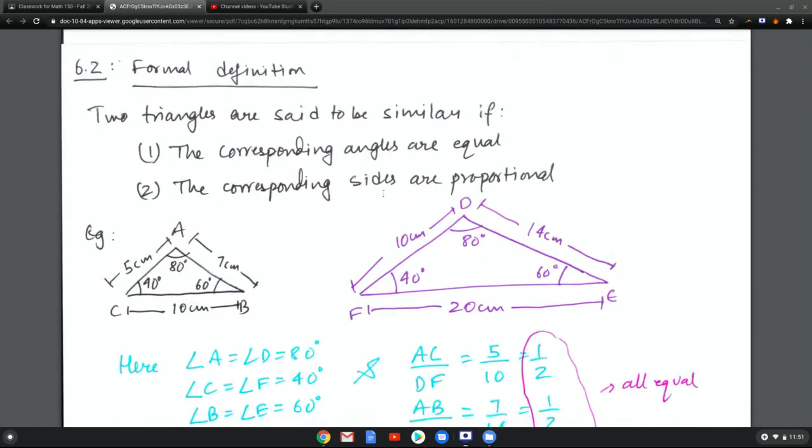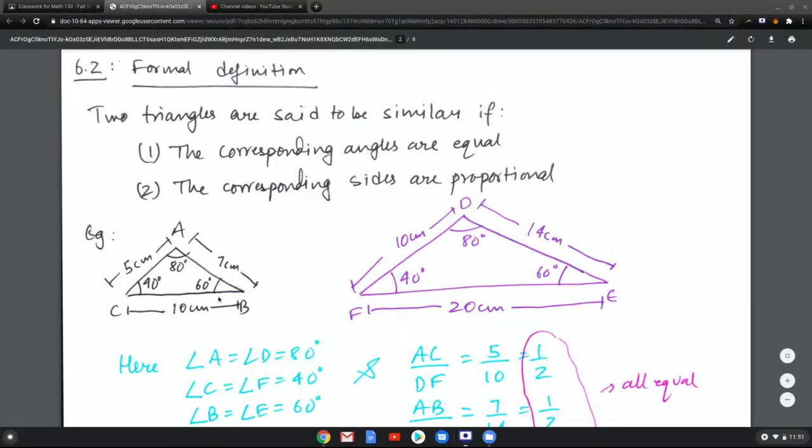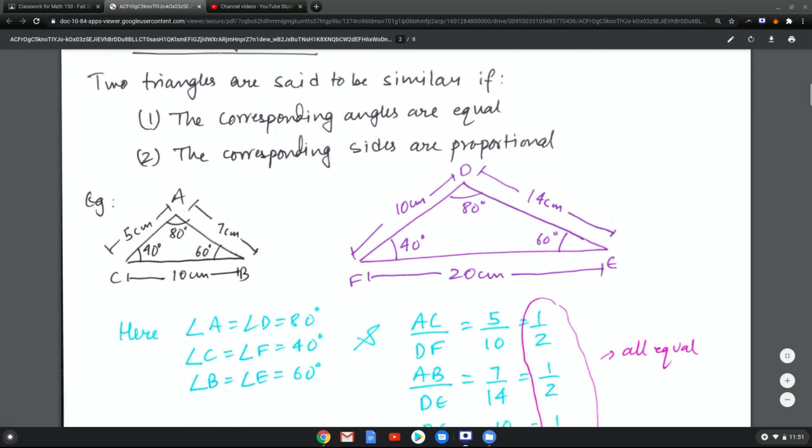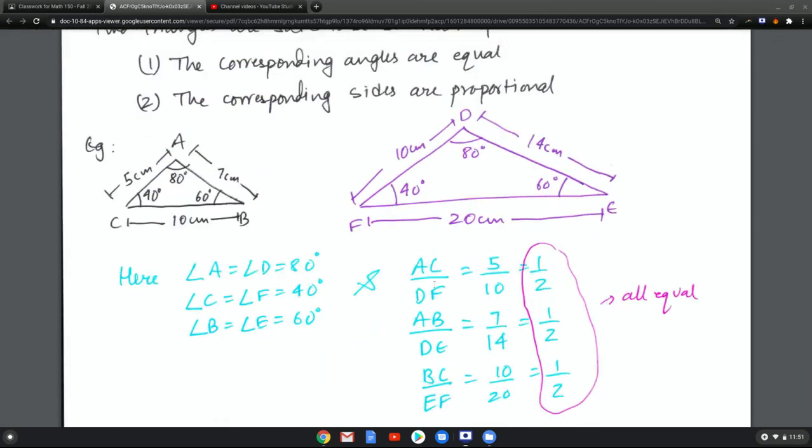Say triangle ABC has angles 80 degrees, 40 degrees, and 60 degrees, and triangle DEF is much bigger, but has the same angles, 80, 60, and 40. The sides are 5, 7, 10 centimeters, and 10, 14, 20 centimeters respectively. The ratio AC over DF is 5 over 10, which is 1 half. AB over DE, which is 7 over 14, is 1 half. BC over EF is 10 over 20, which is also 1 half. And these are all equal.